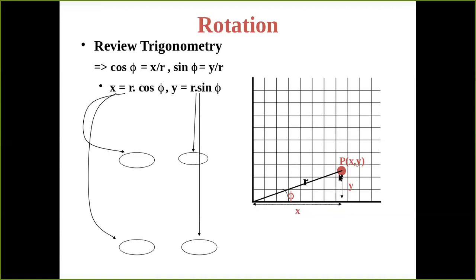So what will be the value of y? Tell me. Y equals r sin phi. And x equals r cos phi. You can see it from here also.